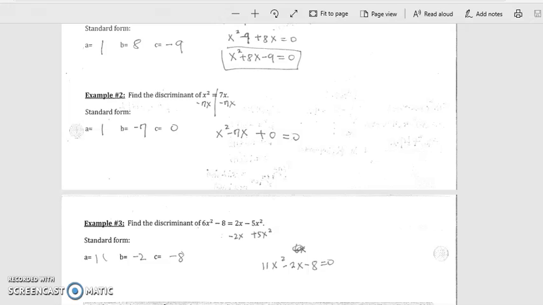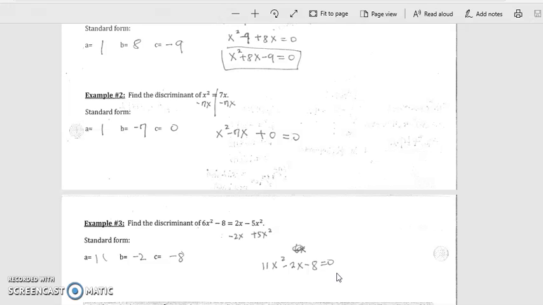All right. Number 3, find the discriminant of 6x squared minus 8 is equal to 2x minus 5x squared. Same thing, you've got to move all your pieces. So you're going to subtract 2x to this side. You're going to add 5x squared to the 6x squared. So you end up with 11x squared minus 2x minus 8 equals 0. A is equal to 11, B is equal to -2, and C is equal to -8.